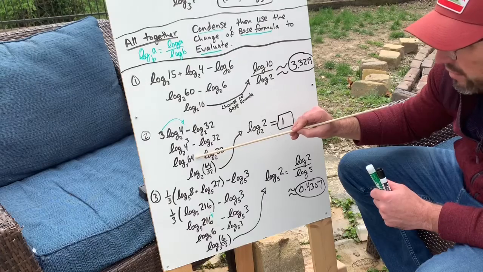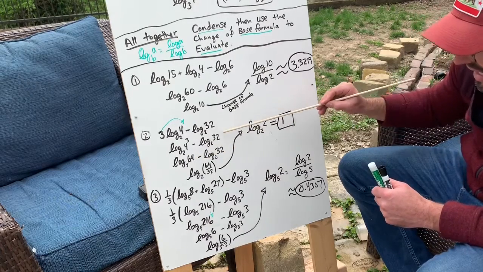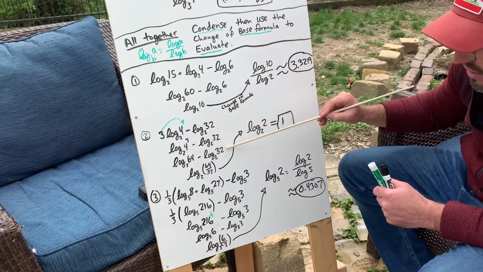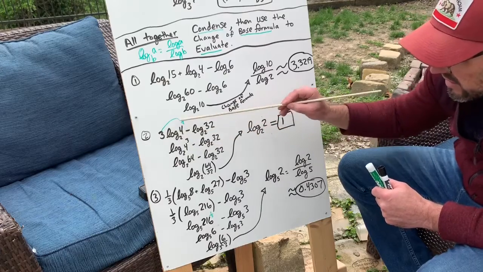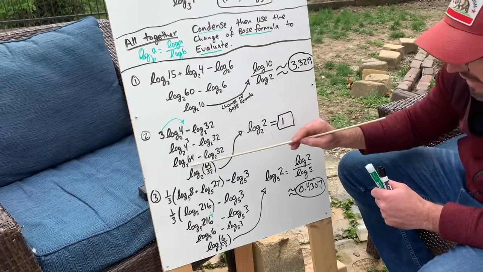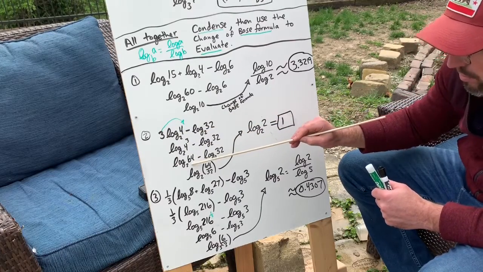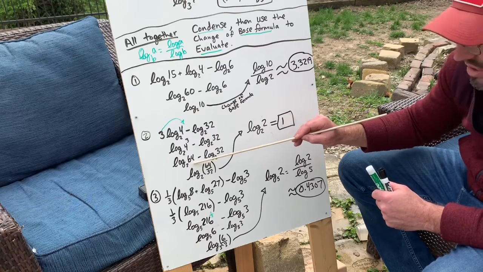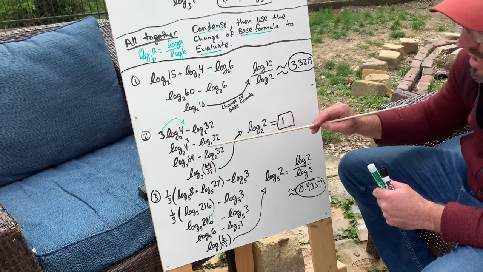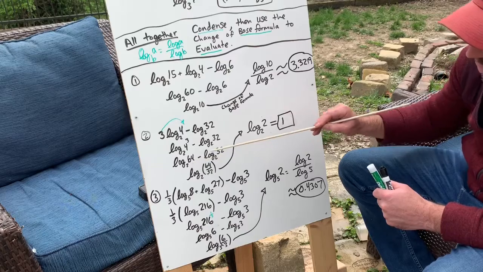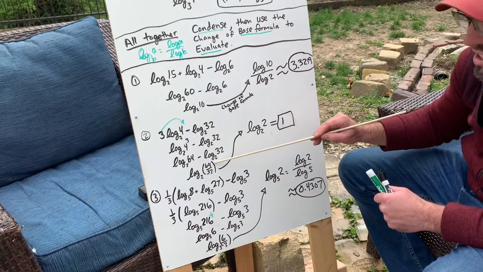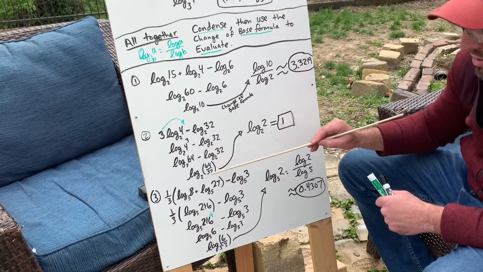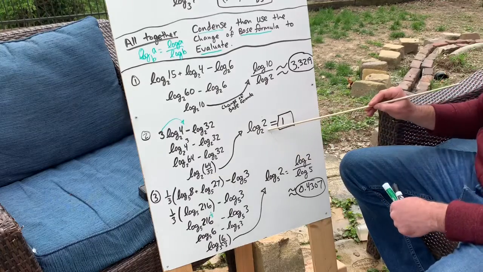So I'm just working my way down. This guy, he just tagged along. There was nothing to do until I condensed this first piece. Now I can subtract these two. The quotient rule says when you subtract, you can divide. So I can divide 64 by 32. 64 divided by 32 is just 2. So I have log base 2 of 2.